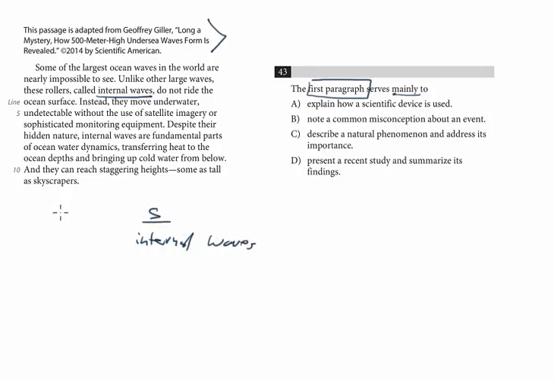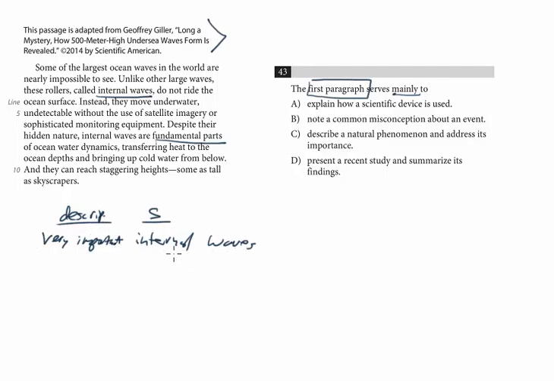But the other part is, what's the description? How are these internal waves categorized? Well, we know that they're nearly impossible to see because they don't ride the ocean surface. They move underwater. Despite their hidden nature, they are fundamental parts of ocean water dynamics, transferring heat to the depths and bringing up cold water. So let's say these are really these very important internal waves.